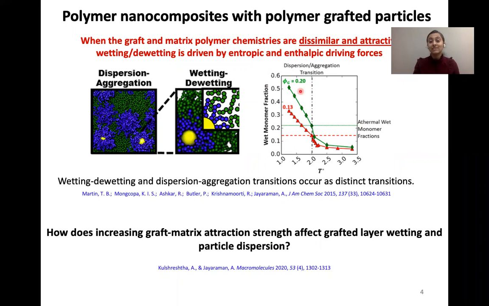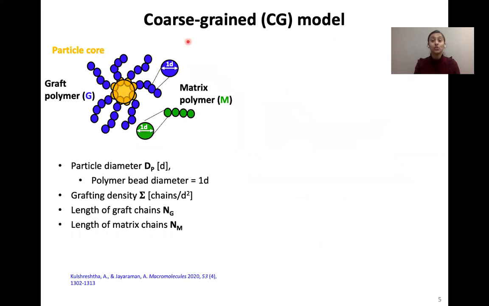So focusing on the left-hand side of this plot and looking at strengths of graft matrix attraction, which are higher than those explored in this previous work, and seeing how that affects the structure in polymer nanocomposites. And to do this computationally, we use a coarse-grained model where the nanoparticle is modeled as a sphere of diameter dp. The nanoparticle sphere is surrounded by surface grafting sites that act as tethering points for the graft polymer. And the number of these surface grafting sites is fixed by the grafting density, and the length of graft and matrix polymers is also fixed.